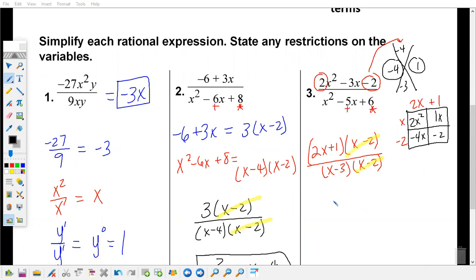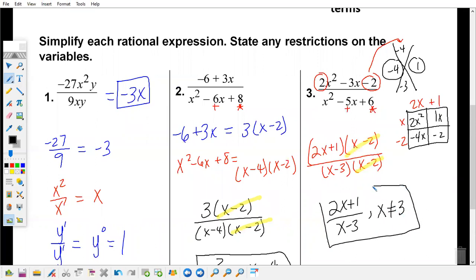And we're left with 2x plus 1 over x minus 3. Last thing is to state my restriction. And what is my restriction? 3. X cannot equal 3. And why can x not equal 3? Because it would make the denominator equal to 0. That's why x cannot equal 3.